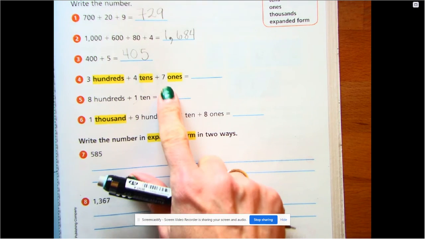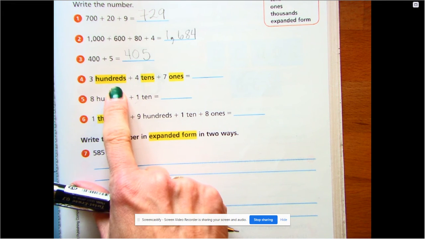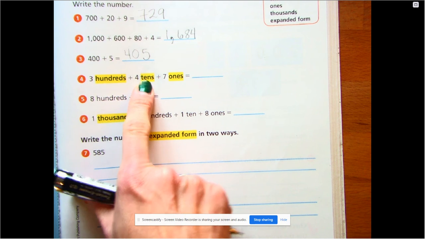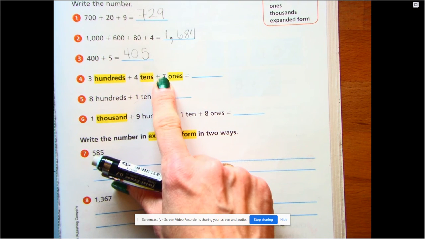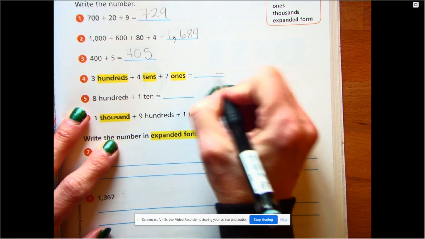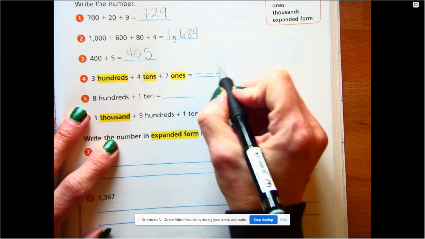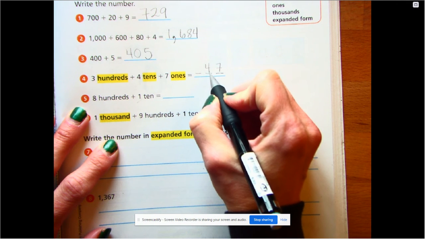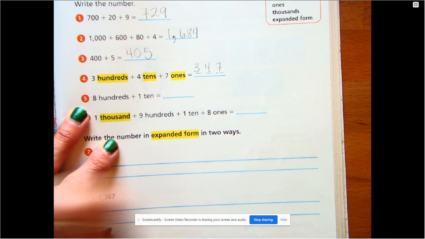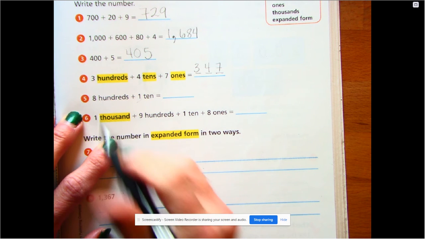Now we're moving from that expanded form. Now we've got the words, right? 3 hundreds plus 4 tens plus 7 ones. Okay, sometimes friends like to draw those little lines for their place value. I have 7 ones, 4 tens, which is 40, and 3 hundreds. So I have 347.